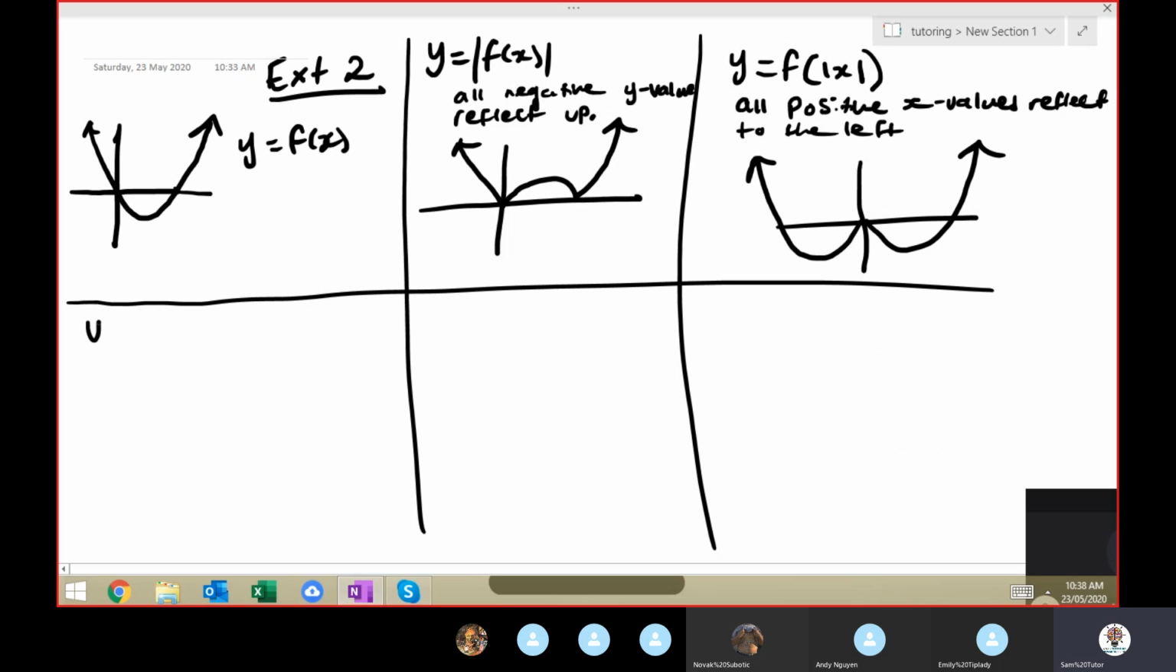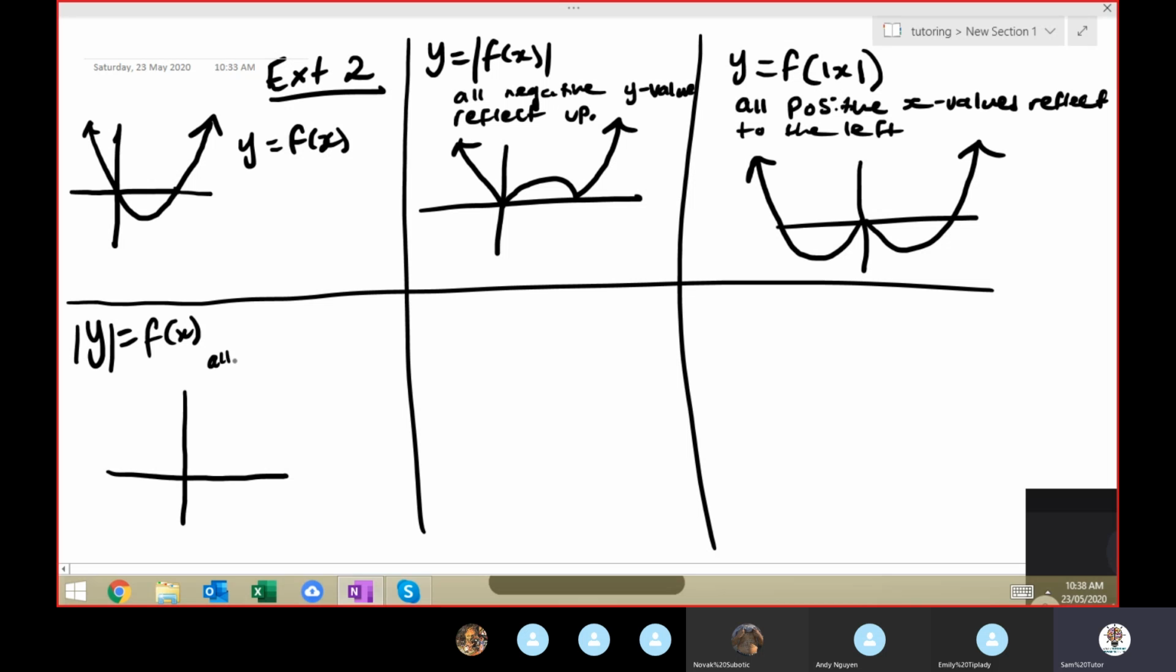We'll go again. Y equals, oh, that's the absolute value of y. Absolute value of y equals f of x. So now it's not the right hand side that's absolute valued, it's the left hand side that's absolute valued. This is all positive y values reflect down. So this one and the previous one are very similar. This was x's absolute value, this was the y's that are absolute value.